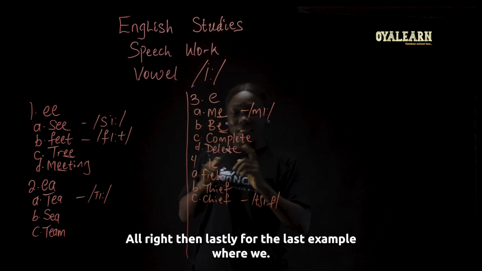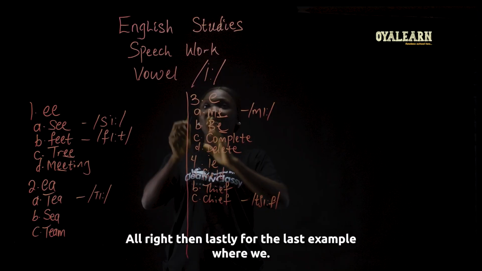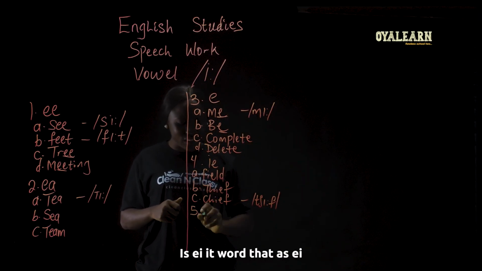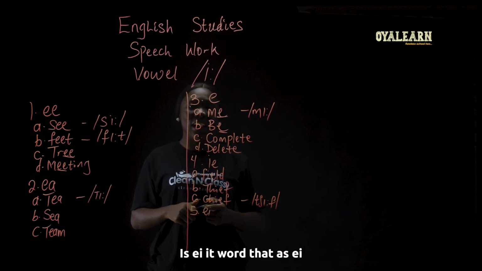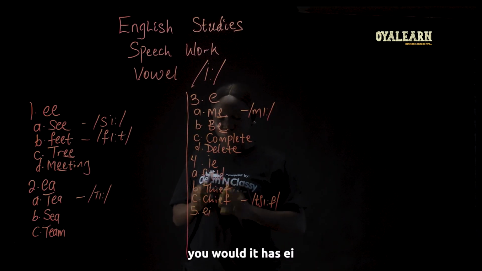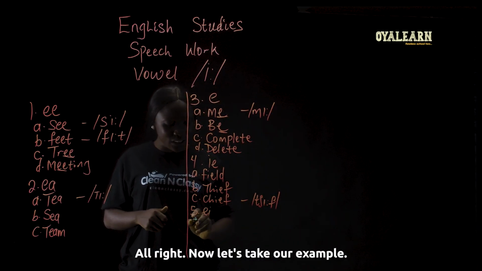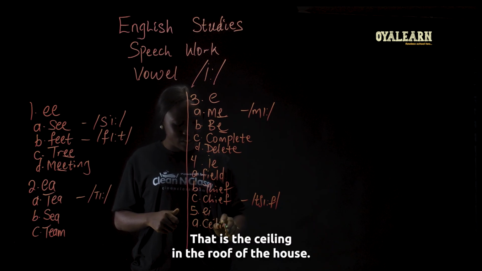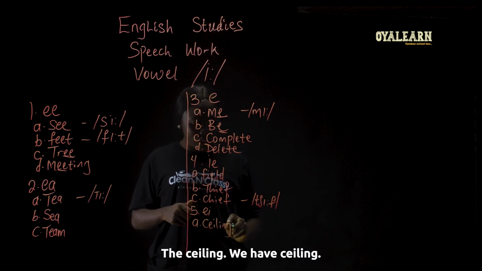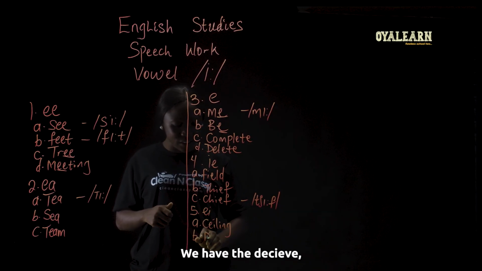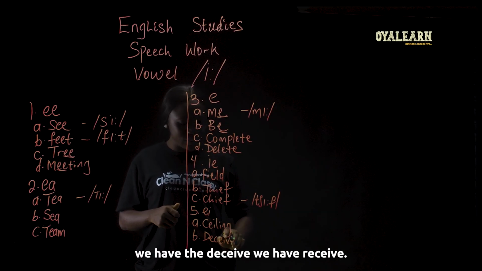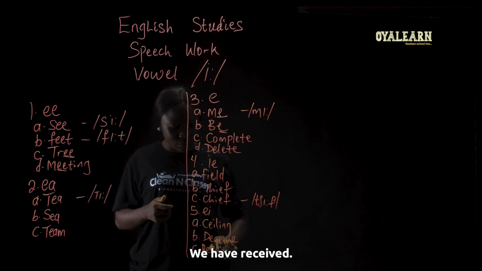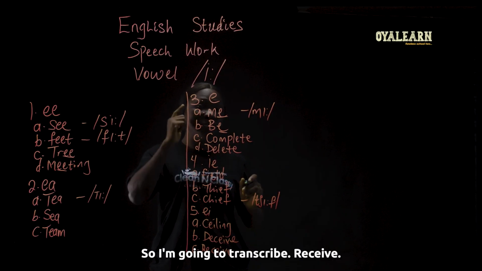Then we put the E and the F sound. All right. Lastly, the last example where we have the vowel E is EI, a word that has EI. Now let's take our example. We have ceiling, the roof of the house. We have deceive. We have receive. So I'm going to transcribe receive.